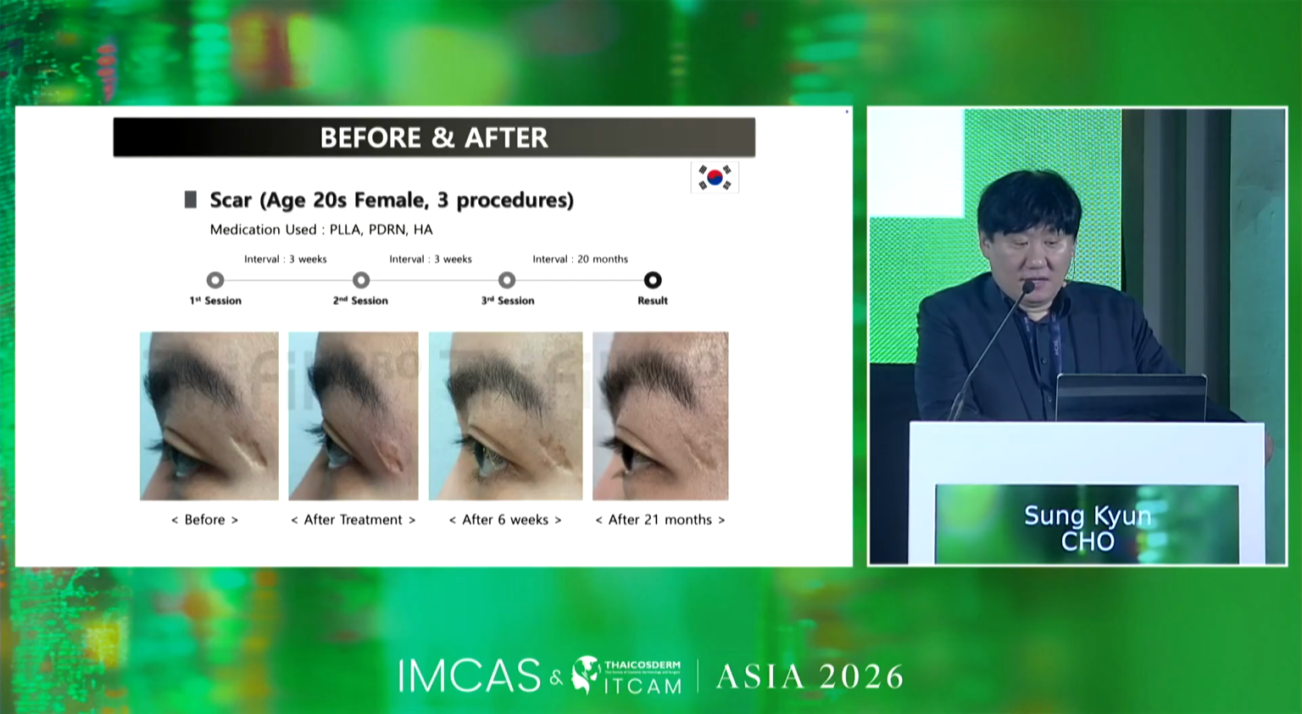Okay, this is again, we have a lot of problems with scar management in Korea. Of course, we like to use CO2 fractional lasers, but as we know, stronger treatment causes more PIH in Asian skin. So this is after 6 to 7 sessions. We use PDLA in combination with PDRN in different sessions.